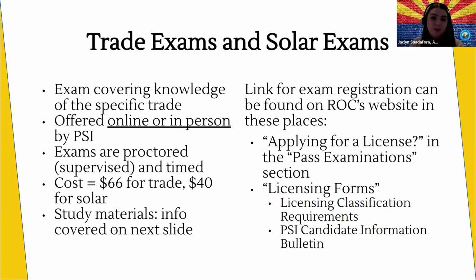The exams with PSI are proctored, so they're supervised and timed. So just make sure you've carved out that time for taking the exam. The cost is $66 for a trade and $40 for solar. The study materials are available on our website as references to what you can purchase. They are optional, and we'll go over that in a little bit more detail on the next slide. The link for the exam for PSI, again, is under that Applying for a License and Pass Examination section, along with that licensing form section.